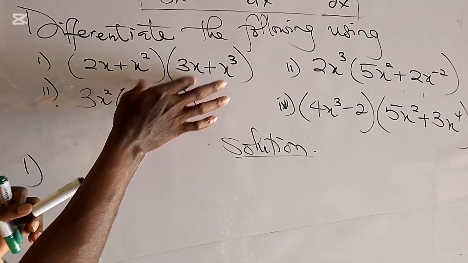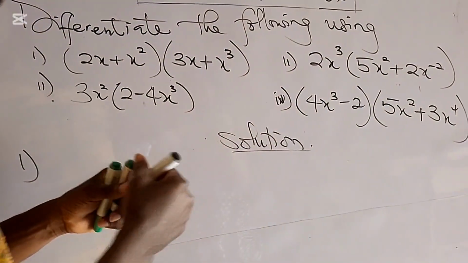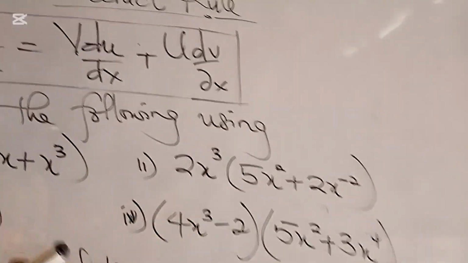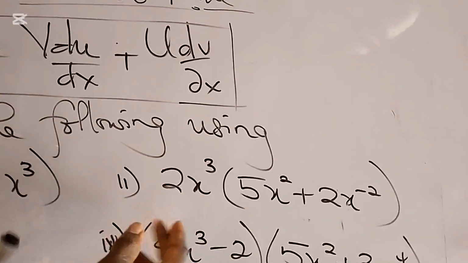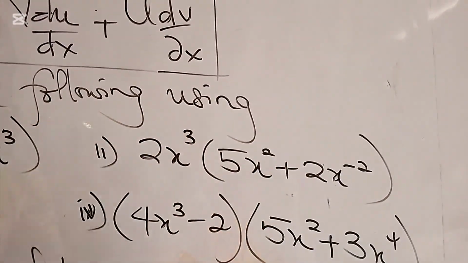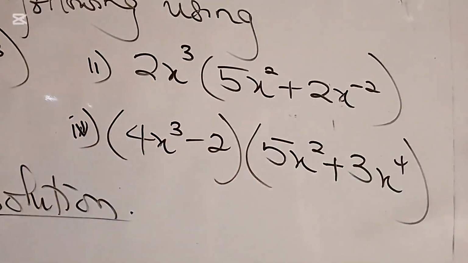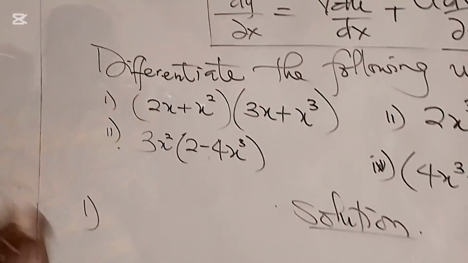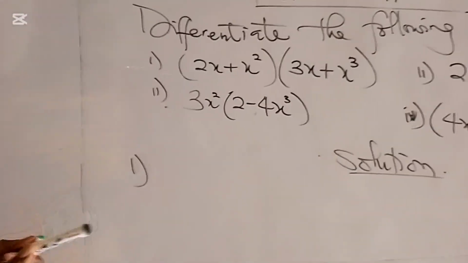The product rule. You can equally see we can place 2x cubed in brackets. So when we do that and we have the second bracket, it becomes what? We normally use the product rule. Likewise, question 4 and question 3. So you can see that question 2 and question 3 look similar. So with that, how do we solve it?